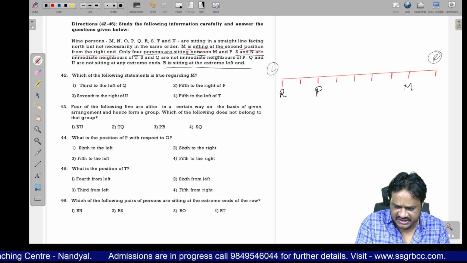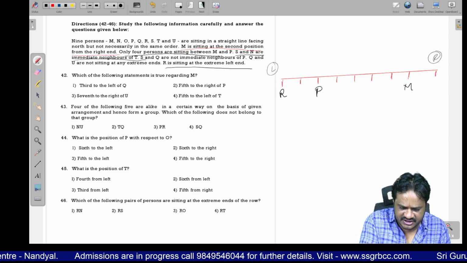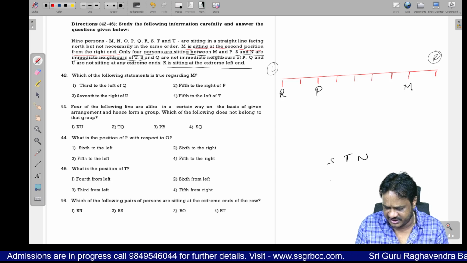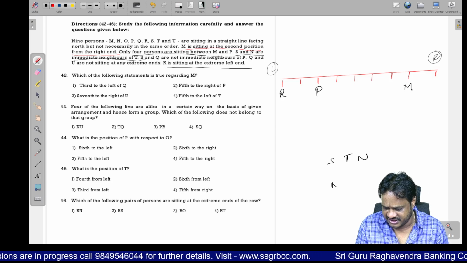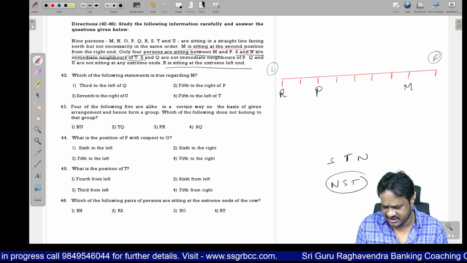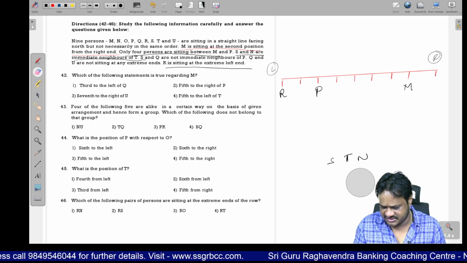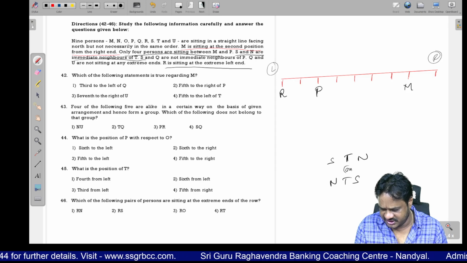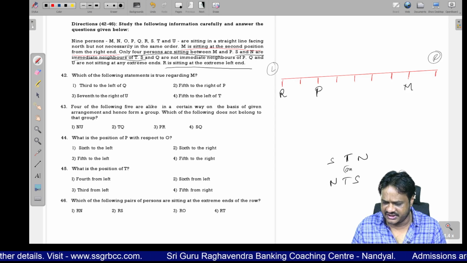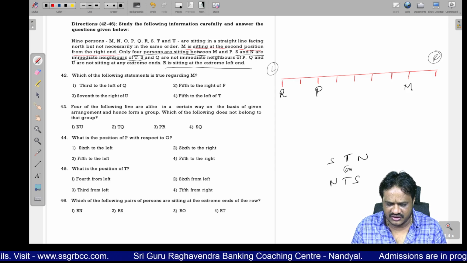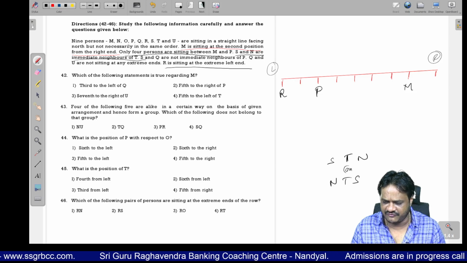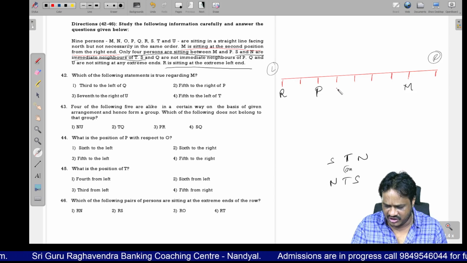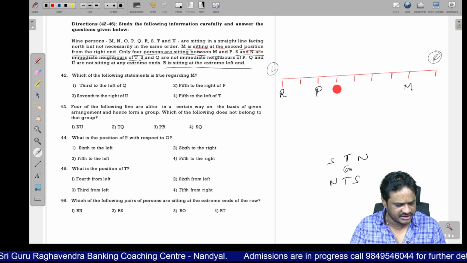Next, S and N are the immediate neighbors of T. So T's neighbors are S and N. It can be STN or NTS, either this or this. And S and Q are not the neighbors of P. Both S and Q are not the neighbors of P. So here you can't write S.